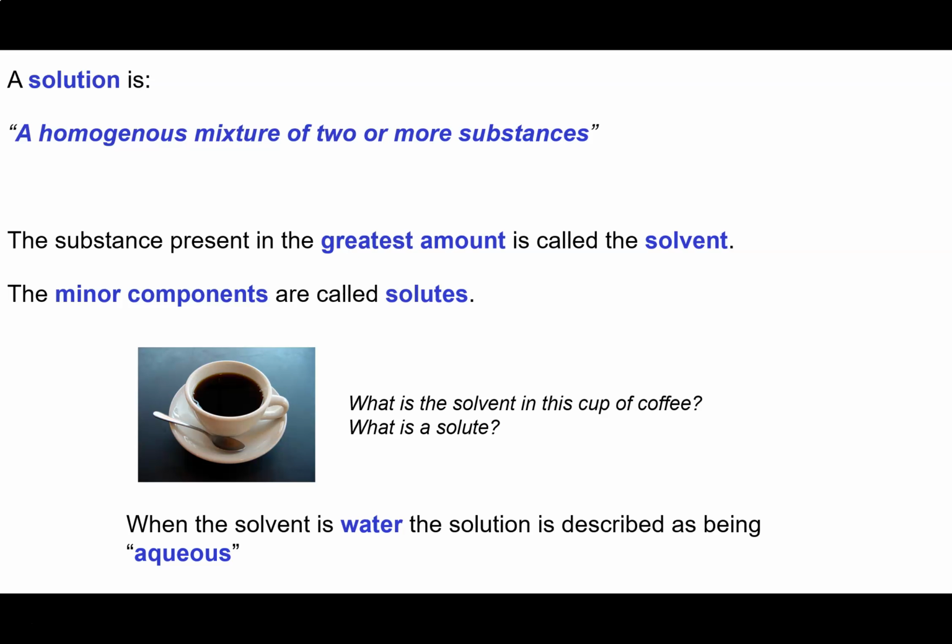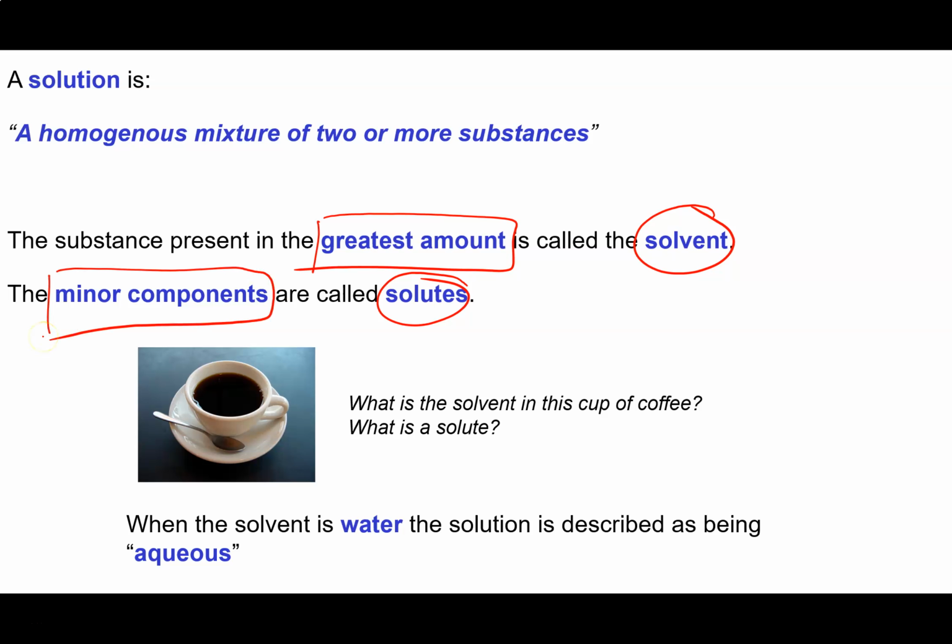Now, when we talk about solutions, it's important to identify what we call the solvent, which is the thing that is there in the greatest amount, and there can only ever be one solvent, from the solutes, which are the things that are there in the smaller amounts, present in amounts smaller than the solvent.